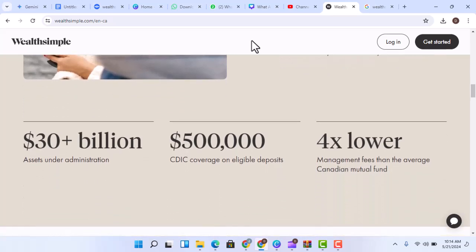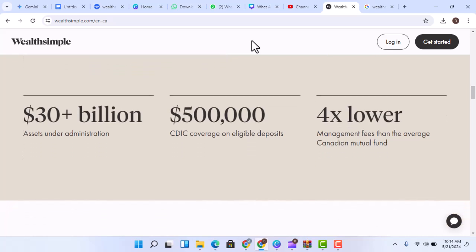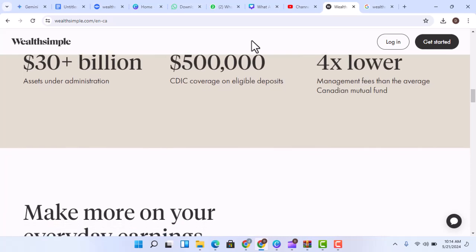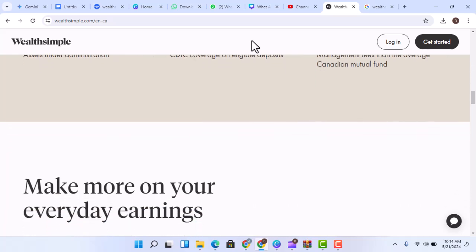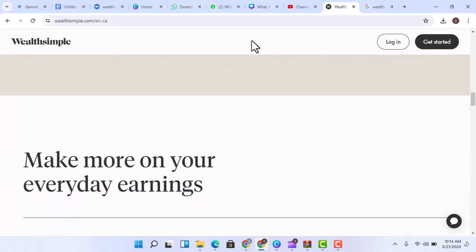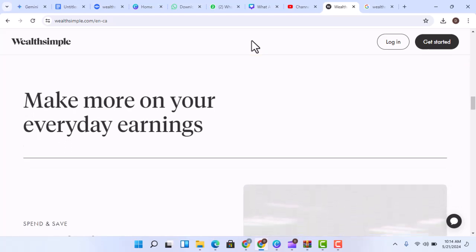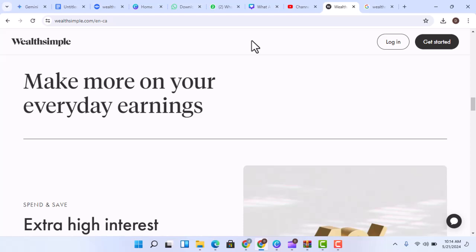The USDC question. So, does Wealthsimple accept USDC? Unfortunately, as of current date, Wealthsimple doesn't directly support USDC trading. However, this doesn't mean you can't invest in USDC using Wealthsimple.